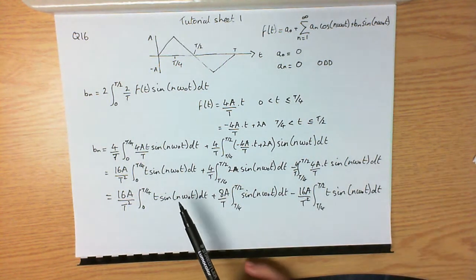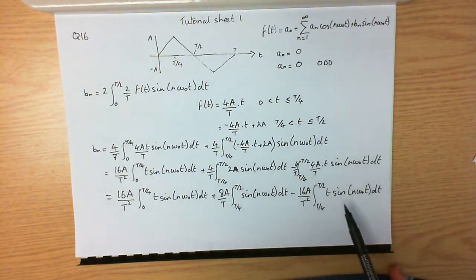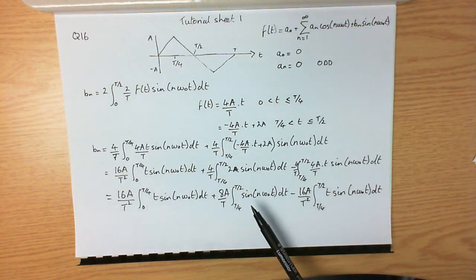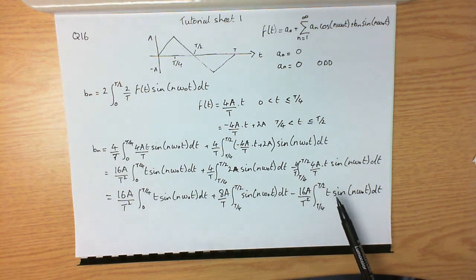So I've split this up into 3 integrals. This middle one is very, very simple. It's just the integration of sine, but we need to cope with these other 2 integrals, which are clearly integration by parts. So move to another piece of paper.